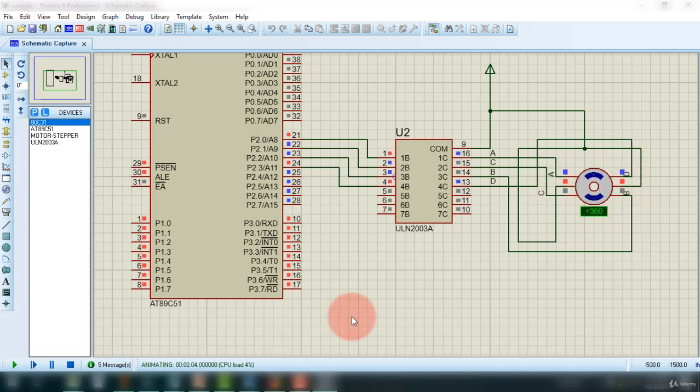Now I hope you have understood the working of half wave drive mode sequence in unipolar stepper motor.